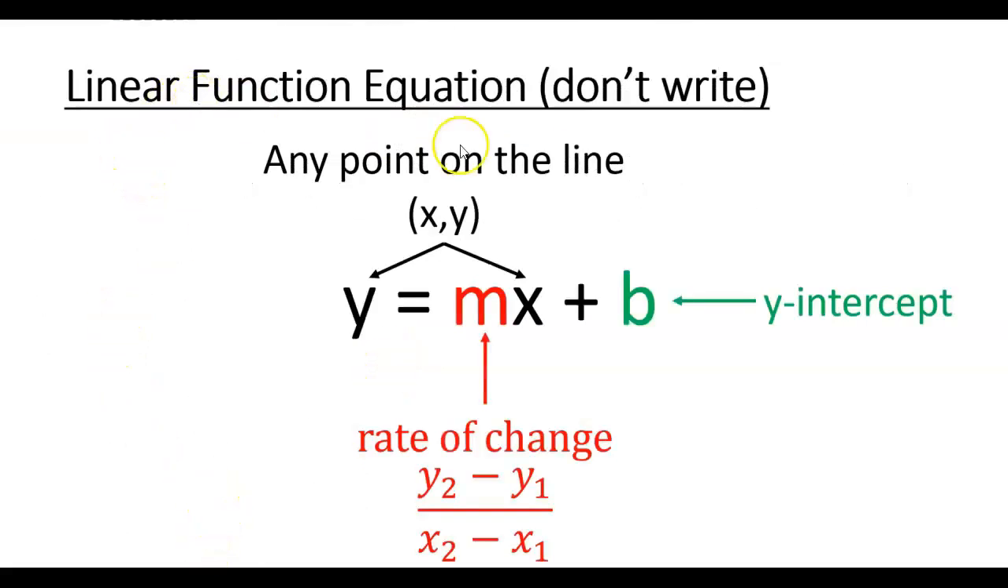So linear function, you guys don't need to write this. You already have this in your notes. But you know, a linear function is y equals mx plus b. The x's and y's in this equation represent all the points that exist for that equation, x comma y. The m represents the rate of change, or the slope, which is y2 minus y1 over x2 minus x1. And the b represents the y-intercept. So we've been talking about that for the past 2 lessons, and we're going to be building on that knowledge today to find equations.